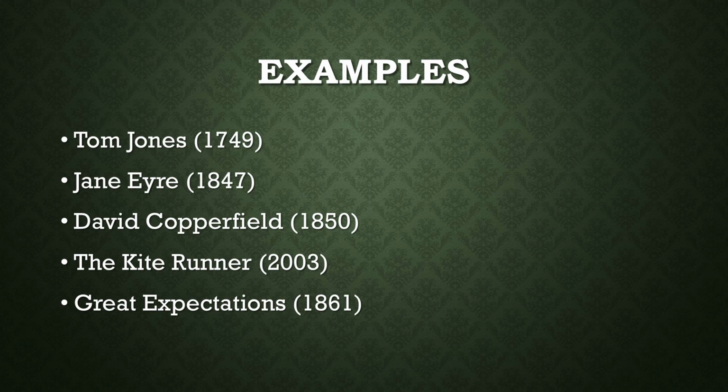These are some of the famous novels which belong to this subgenre Bildungsroman. Tom Jones, written in 1749, Jane Eyre by Charlotte Bronte, 1847. Tom Jones was written by Henry Fielding. David Copperfield by Dickens, 1850. The Kite Runner in 2003, and Great Expectations in 1861. So these are some of the novels which are known as Bildungsroman. And with this, we come to the end of the discussion of Bildungsroman as a subgenre of the novel.